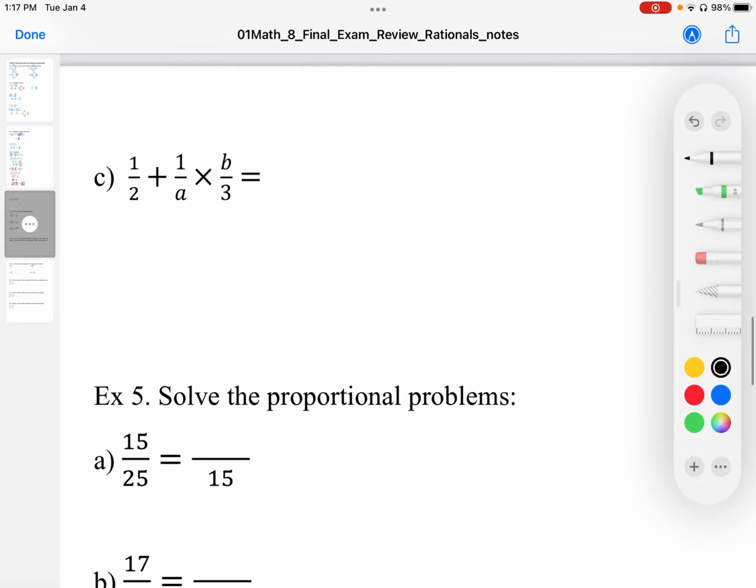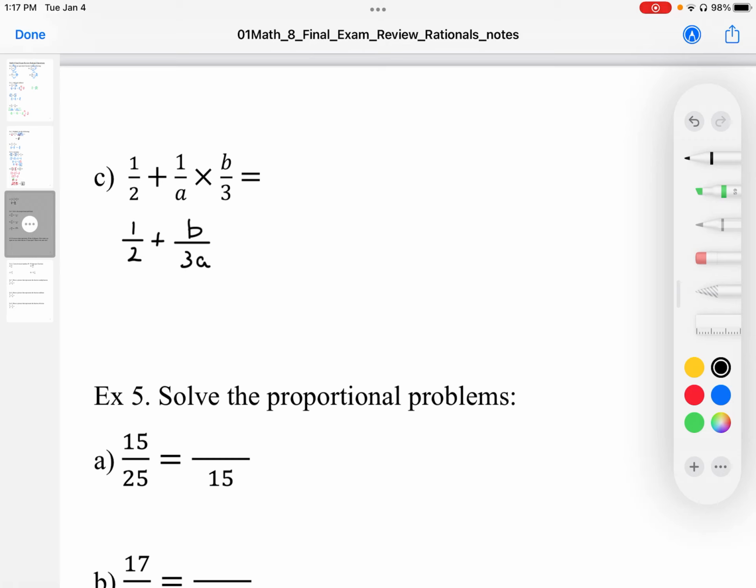For this one here, same thing. We want to do BEDMAS first. So we always do BEDMAS. So it's going to be times first. So I'm going to just write this as times on top, divide on bottom. So this is just really 1 times b on top, 3 times a on bottom.